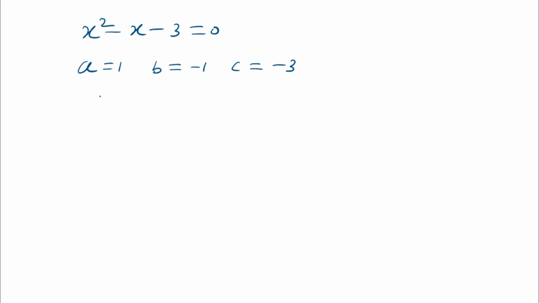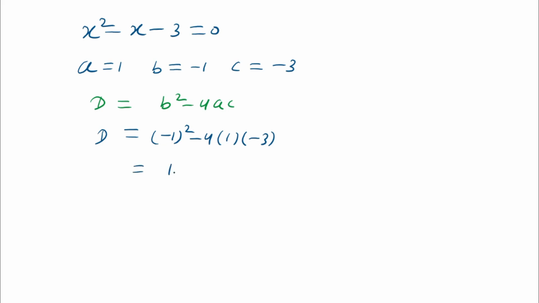The discriminant formula is D equals b^2 minus 4ac. So here D is (minus 1)^2 minus 4, the value of a is 1 and the value of c is minus 3. Then minus 1 squared is 1, minus 4 times minus 3 is plus 12. Then the value of D is 13. Here real solutions exist.